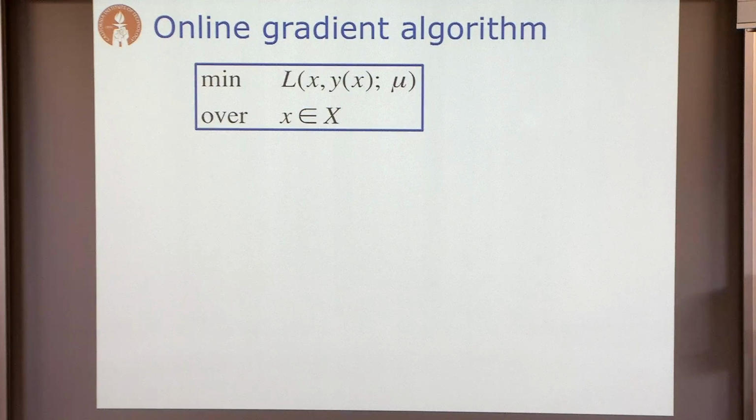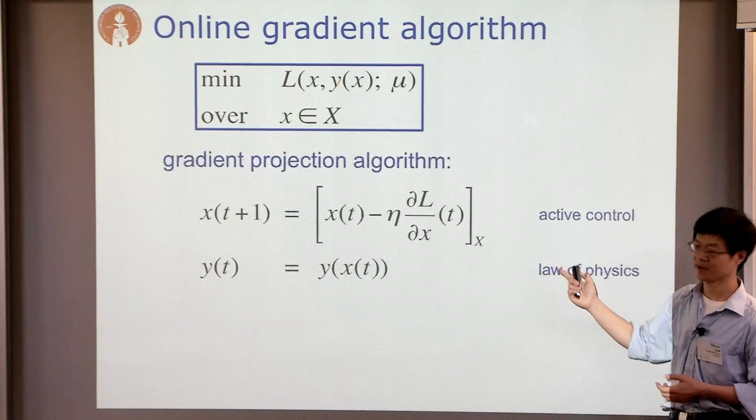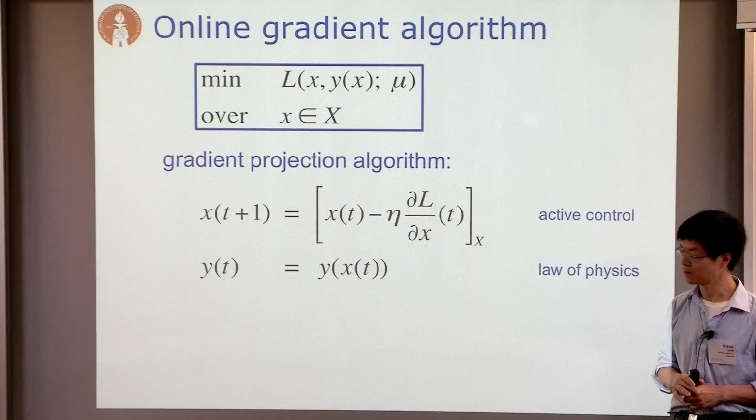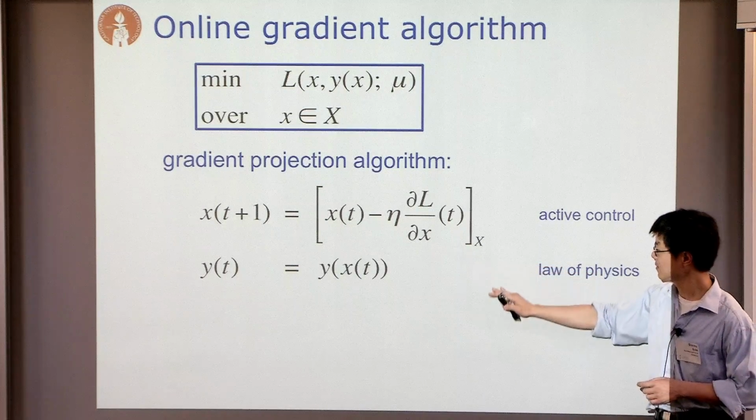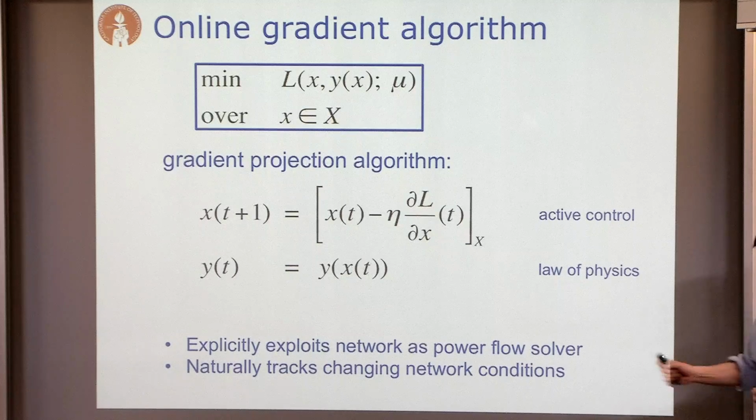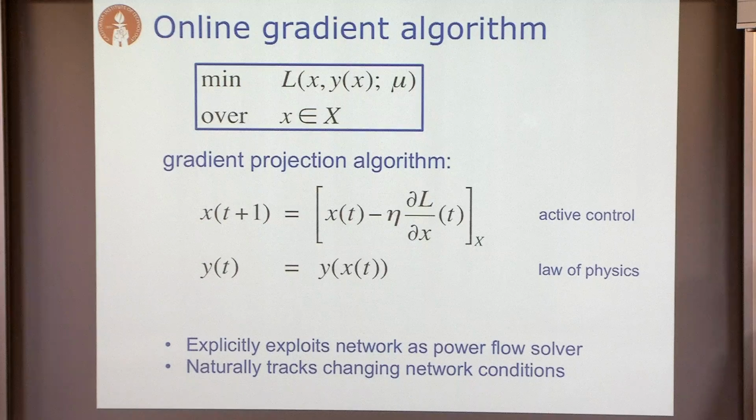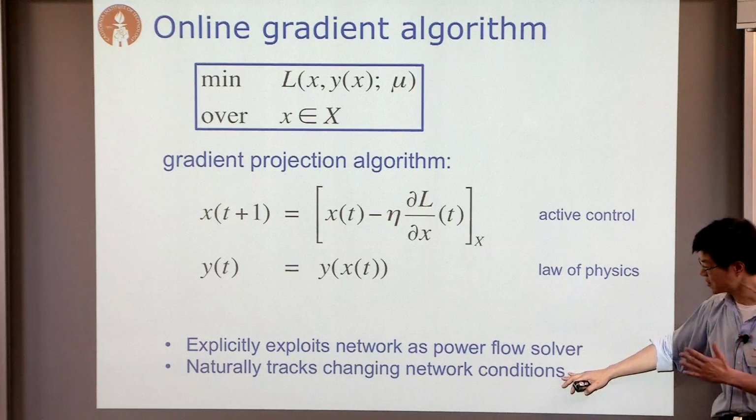Indeed. So suppose this is the problem we want to solve. Then we just do the simple gradient. You can be fancier, you can do second order algorithms and all of that. Then that's the gradient algorithm. That's what the network solves for us. So this approach expresses a network as a power solver, and you will track the changing conditions.